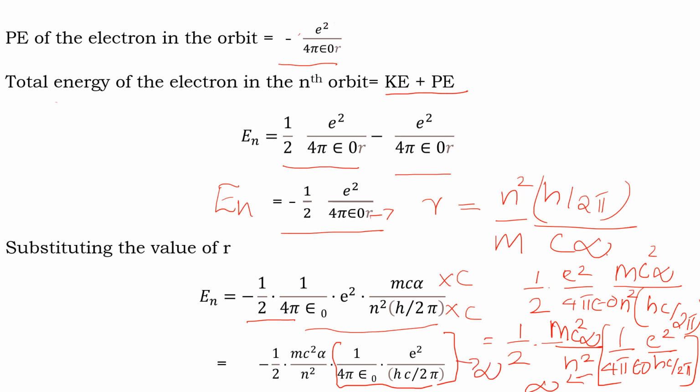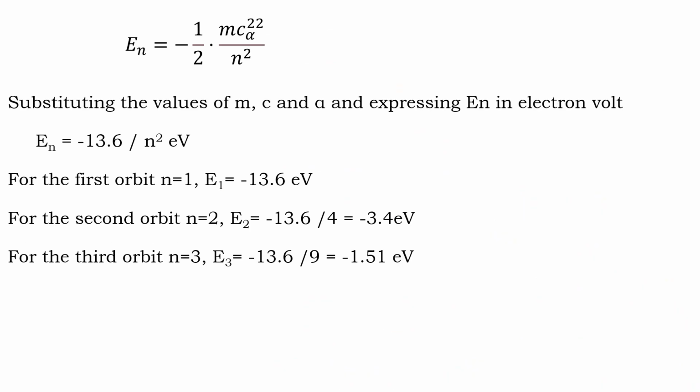Then considering this term as alpha, we get the energy En equal to minus half m c square alpha by n square into this, which will be alpha. That is, the energy of the electron in the nth orbit En is equal to minus half m c square alpha square by n square.